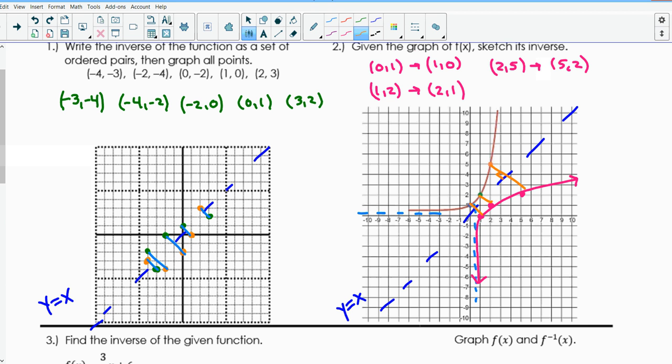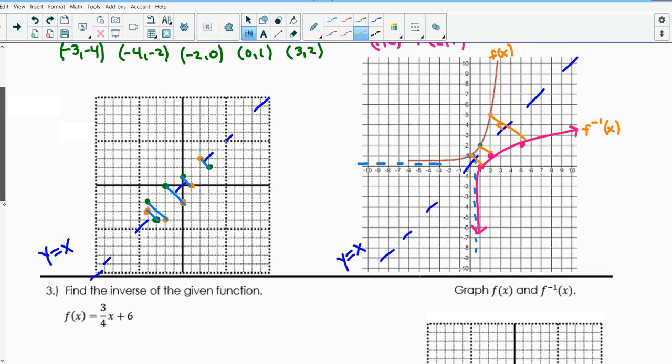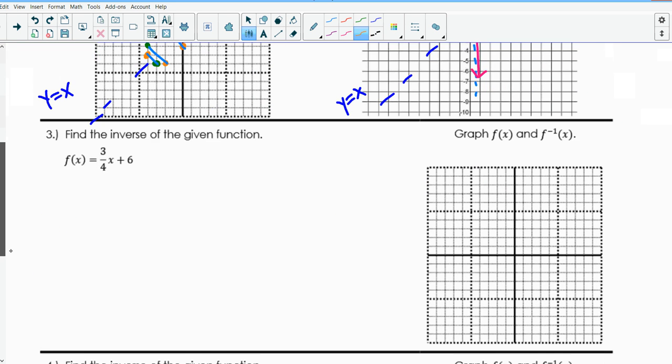If I go point to point, point to point, point to point, notice that as I cross, there's that perpendicular line. Okay, we're going to label this as my original function, so this is f of x, and this is my inverse function, and the notation is f to the negative 1 of x. So that's the notation for inverse. We just want to make sure we note which one's inverse and which one's my original function.